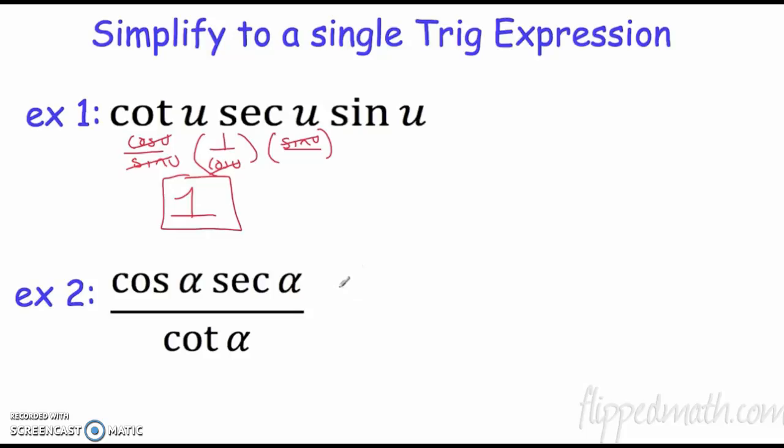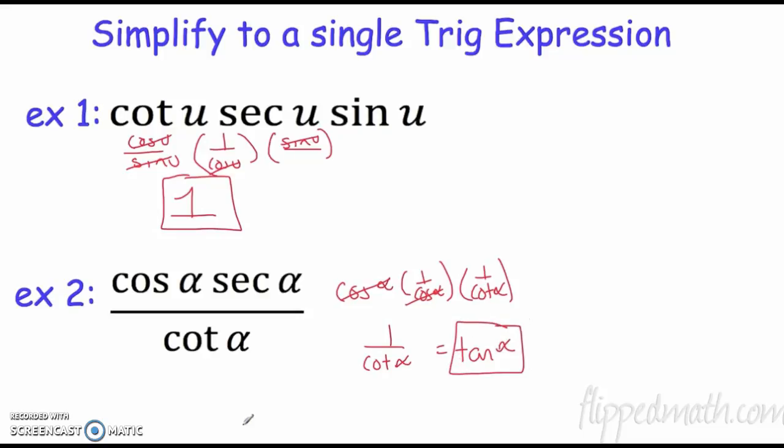Let's take a look at this. I'm going to rewrite this as cosine alpha. Secant is 1 over cosine. And I'm going to multiply this here, so that's 1 over cotangent. Let's change that. Well, first of all, we notice right off the bat these cancel. So really, I'm just down to 1 over cotangent alpha. And I know from earlier that 1 over cotangent alpha is tangent. And there is our single trig expression.